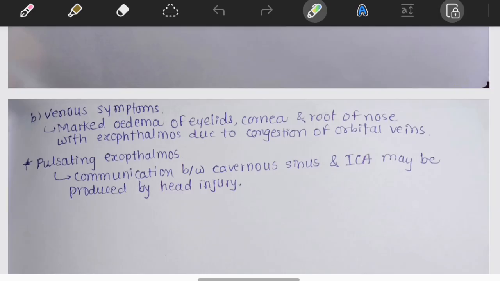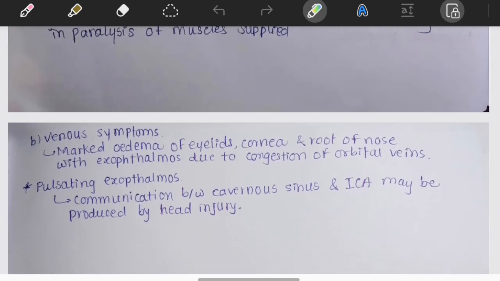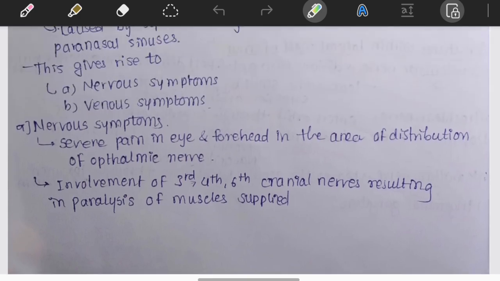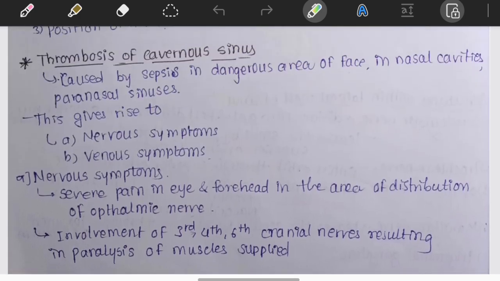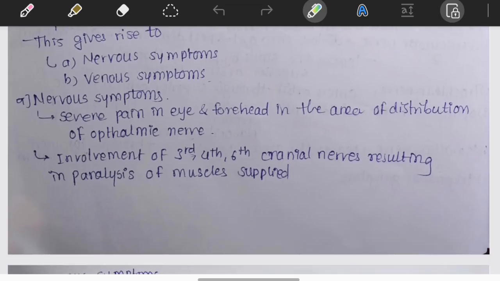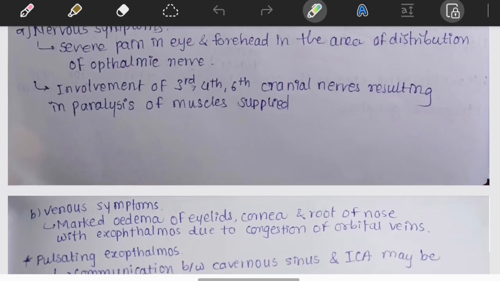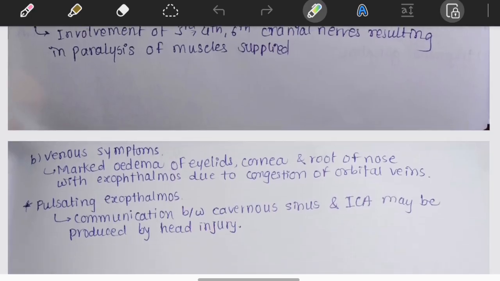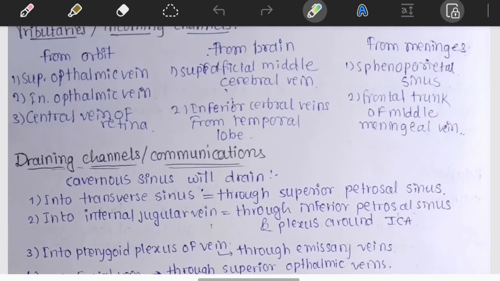Here is the rapid revision. Causes of thrombosis: dangerous area of the face, nasal cavity infection, paranasal infection. Nerve symptoms: eye and forehead pain, and third, fourth, and sixth nerve palsy, diplopia, lateral rectus affected first, that is the abducent nerve. Venous symptoms: eyelid edema, corneal edema, root of nose edema, and exophthalmos, pulsating exophthalmos due to carotid cavernous fistula after head injury. So we have learned all about the cavernous sinus.